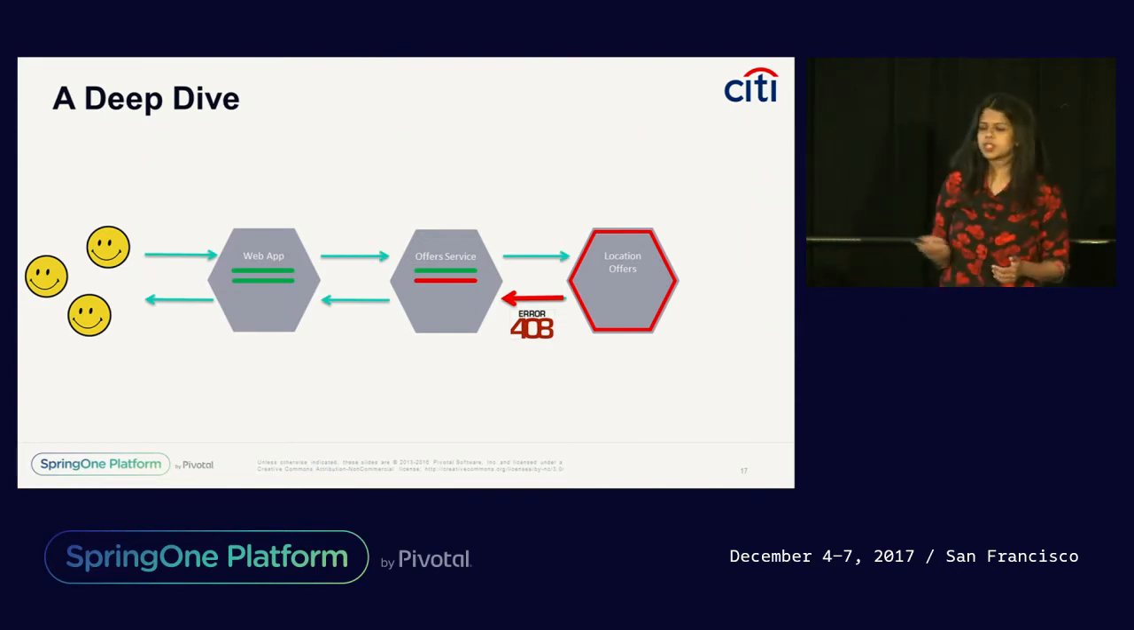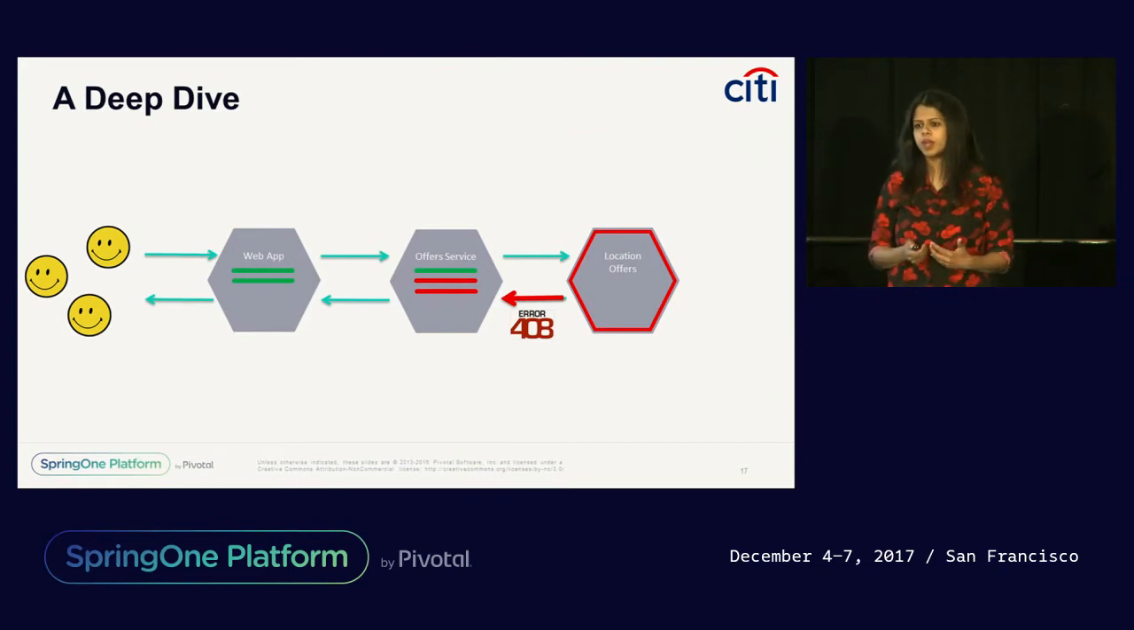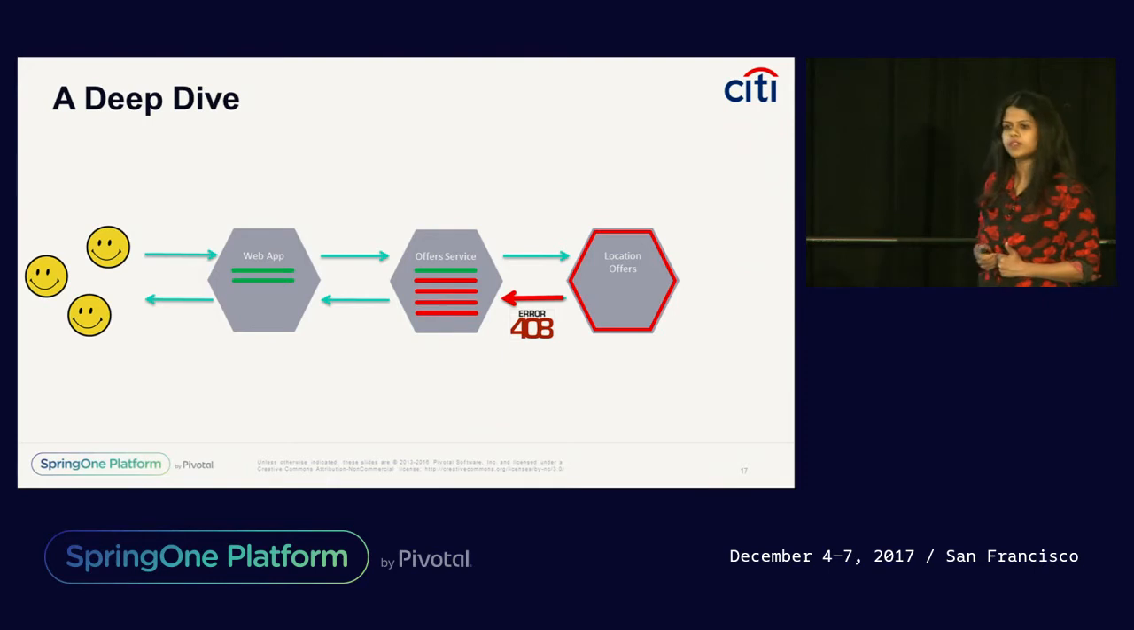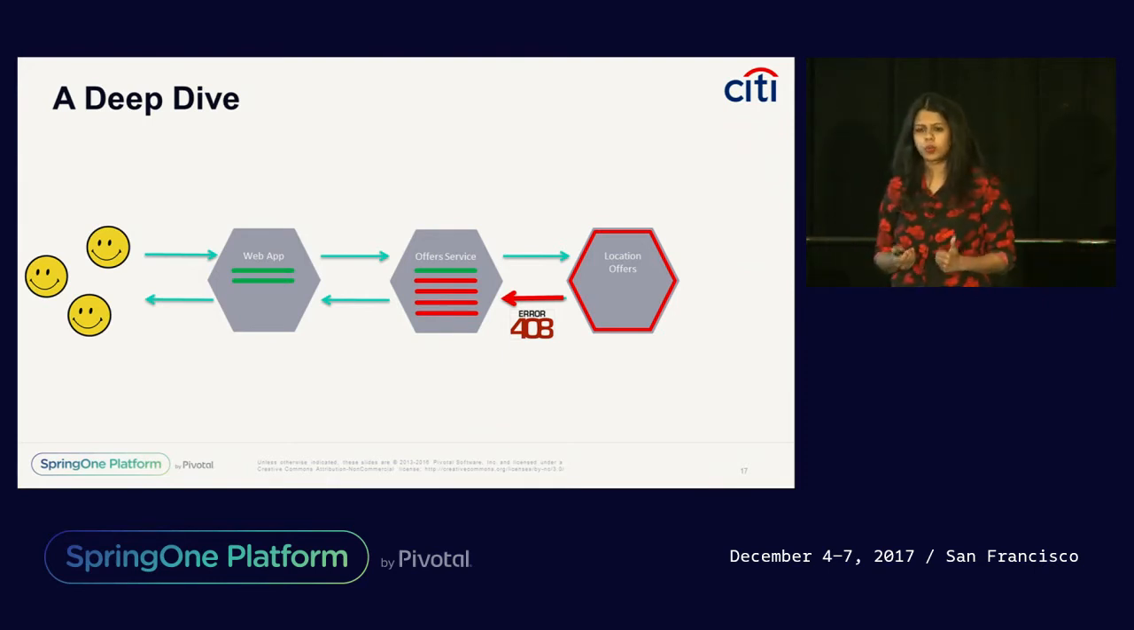The next request that comes into the offer service does the same thing. It enters into this waiting state and just blocks there. Within a matter of seconds, if you have a high enough load, you'll see that all the threads in the offer service enter into this blocked or waiting state.